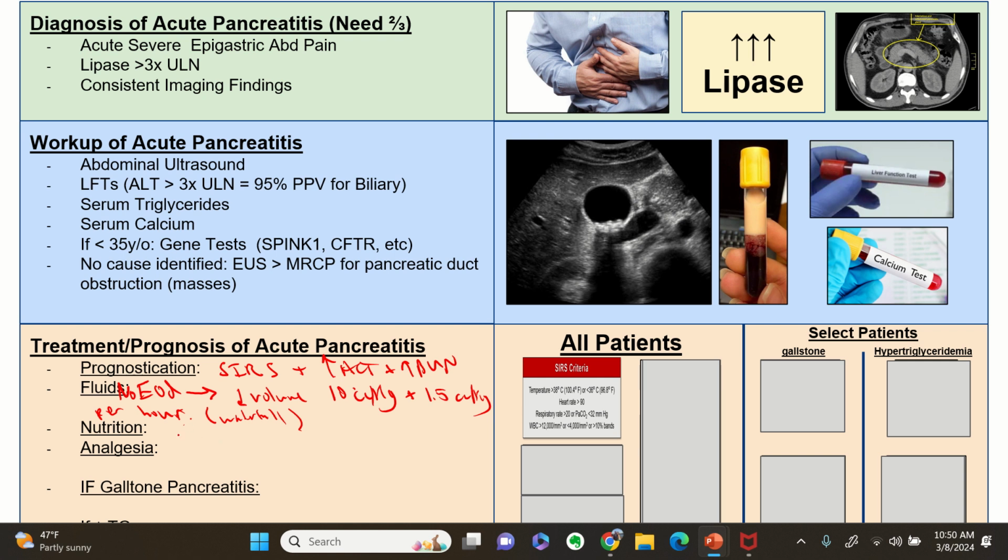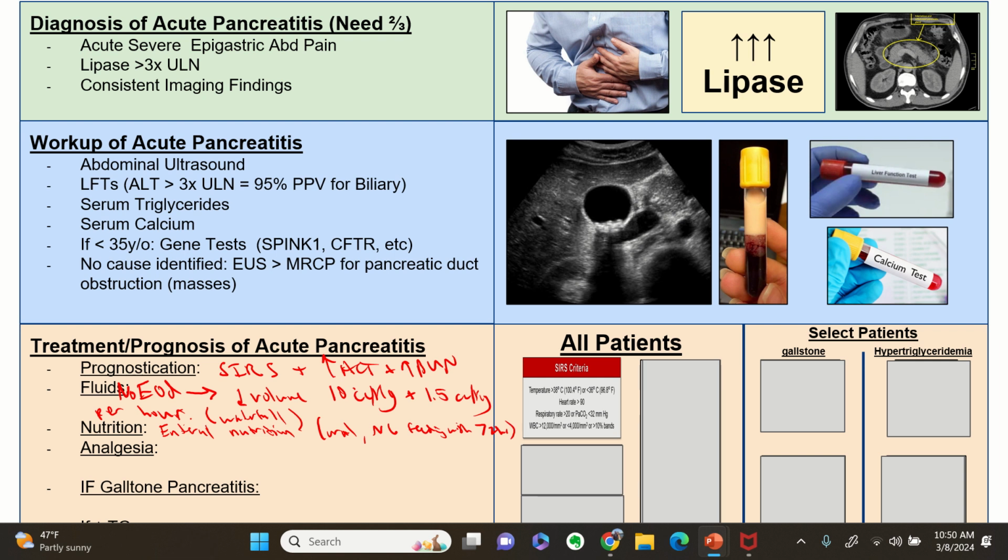So nutrition, this had been changed within the last 10, 20 years. It used to be thought that you should withhold nutrition, thinking that giving someone food will subsequently activate the pancreas and release the pancreatic enzymes. Fortunately, there have been studies on this, and it's been shown that you really want enteral nutrition as soon as possible. So as soon as the patient can tolerate oral, you give them oral. If they're not able to tolerate oral, then you really want to put in an NG tube for feeding within 72 hours.